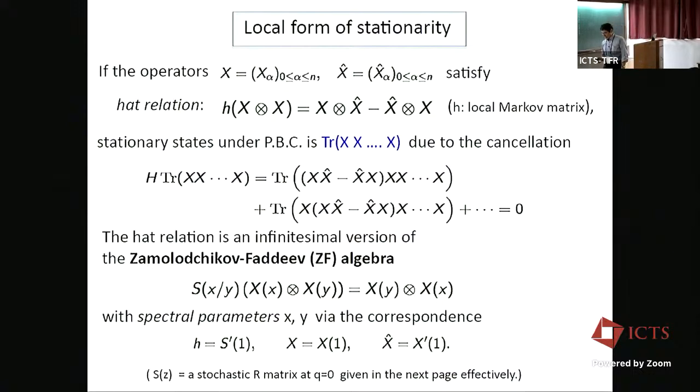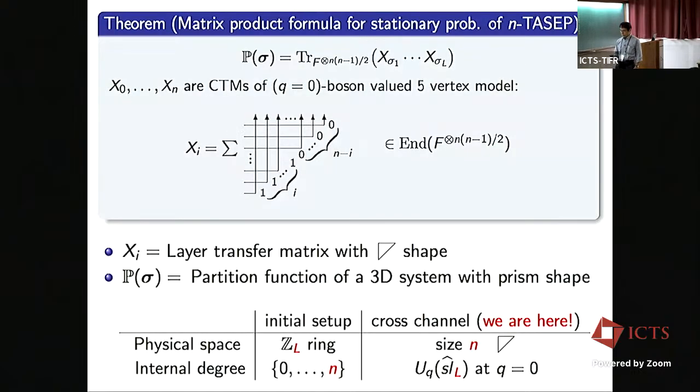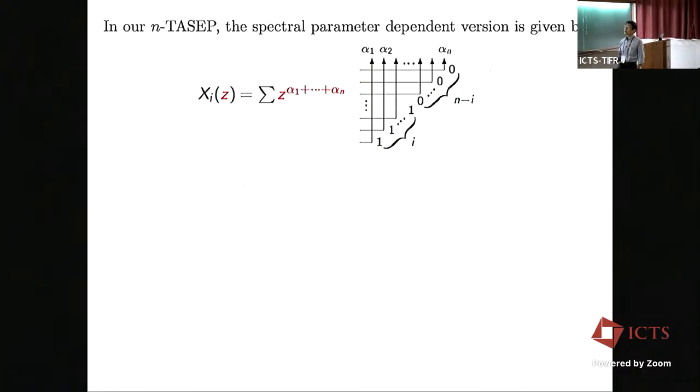So can we find such a spectral parameter dependent version of that Fourier transform matrix? And what we found is this. So the spectral parameter is given by this.